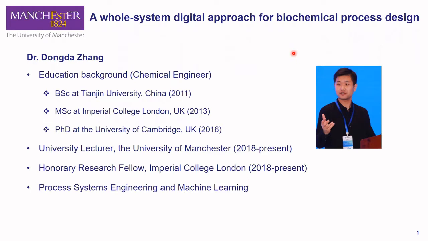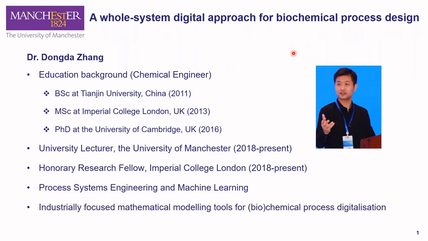My research mainly focuses on process systems engineering and machine learning. And in my group, we mainly develop different industry-focused mathematical modeling techniques for chemical and biochemical process digitalization. So many modeling tools in our group are focusing on biochemical and chemical process prediction modeling, optimization, design, and control, as well as scale up.